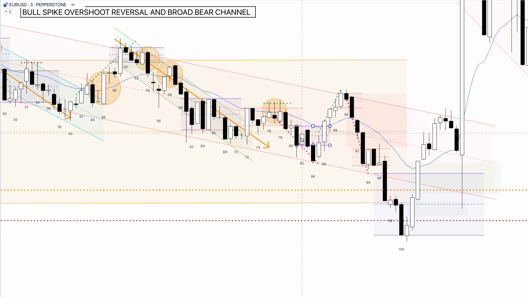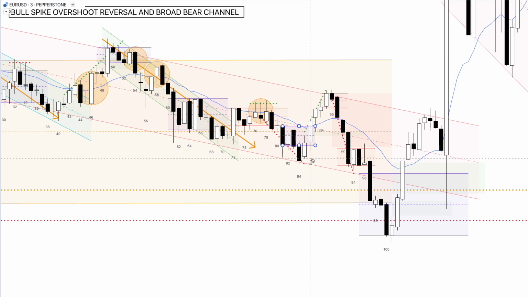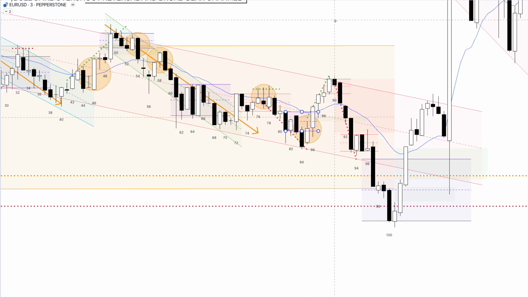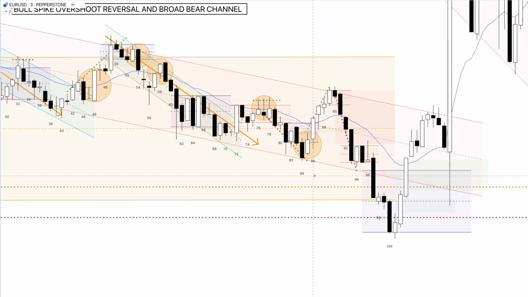Maybe I did see it here on this purple channel. So yeah, there is a trade there on this one. I probably marked it. I think I marked this after the fact. So you've got this purple range there. I just couldn't see it.